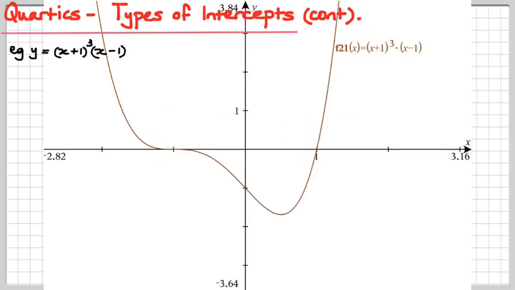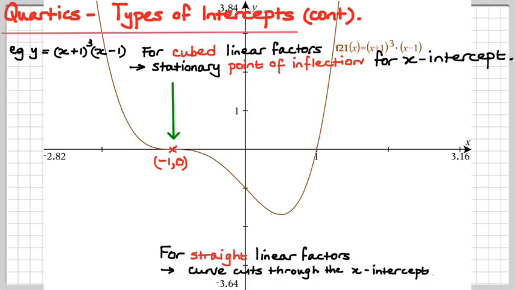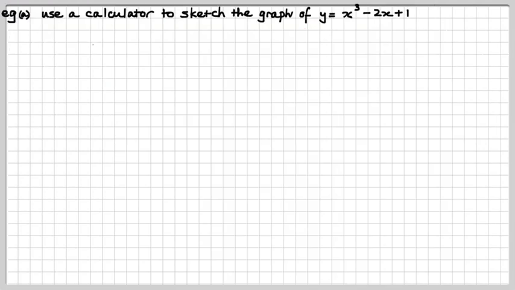Got it? How marvellous. Now, this one here is a fascinating one. This is a cubed linear factor where x plus 1 equals 0, or x equals minus 1, so you get a stationary point of inflection there. This is a straight linear factor where x minus 1 equals 0, or x equals 1, so at that point it's just going to cut through the x-axis, producing a shape which we can easily predict now that we know what we're doing. So for cubed linear factors, there's a stationary point of inflection at the x-intercept, and for straight linear factors, the curve cuts through the x-intercept. Isn't it good? Okay, I think this is the last one we're doing.